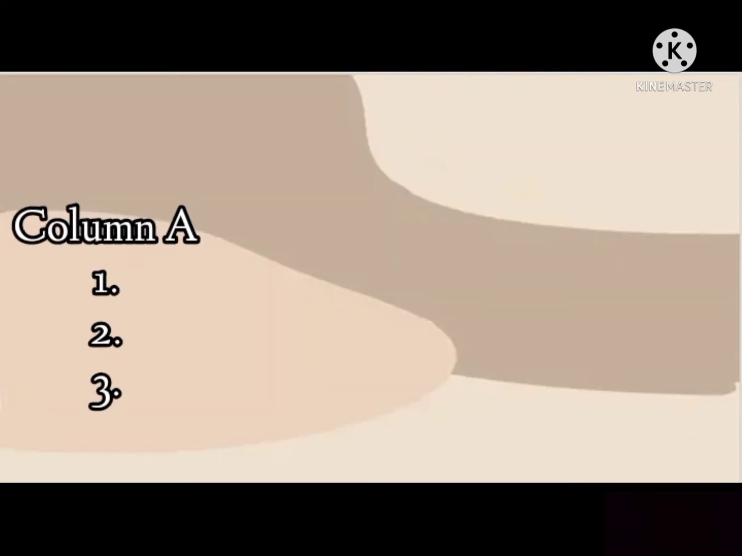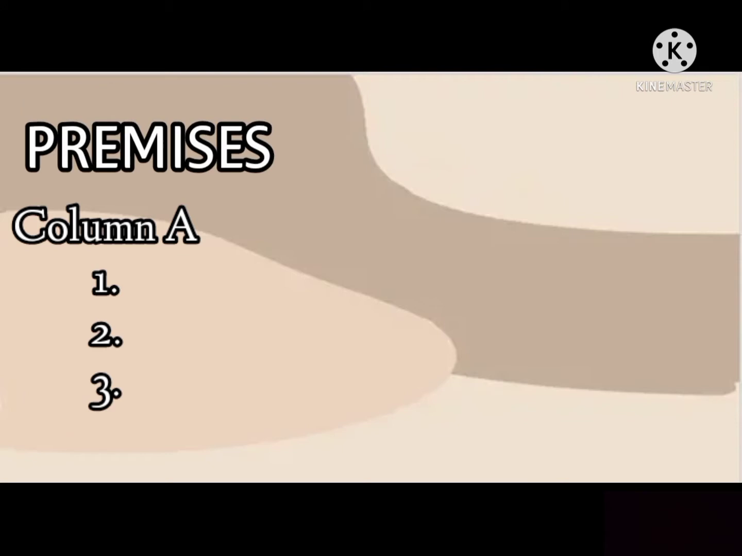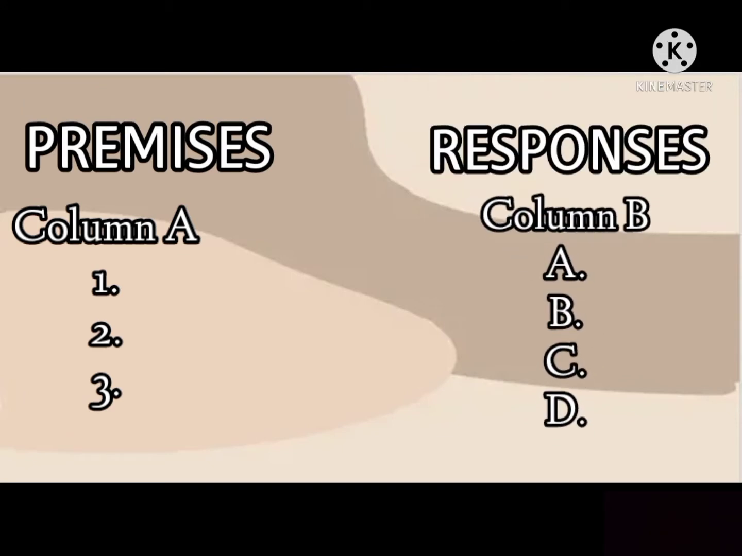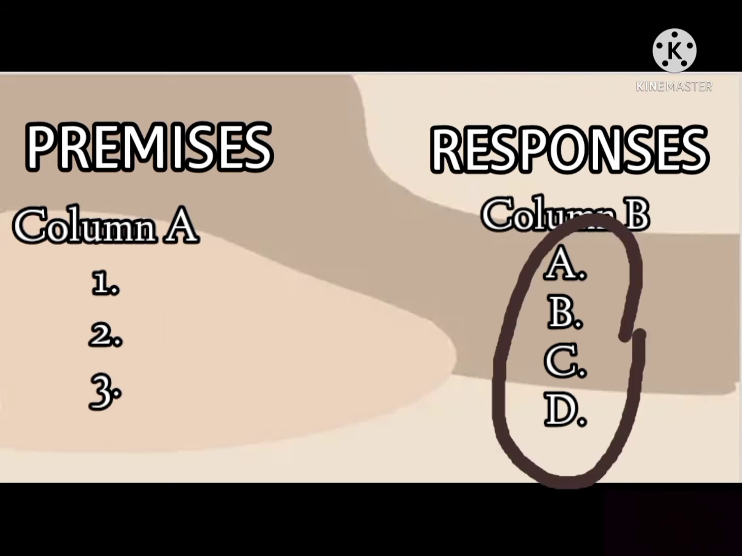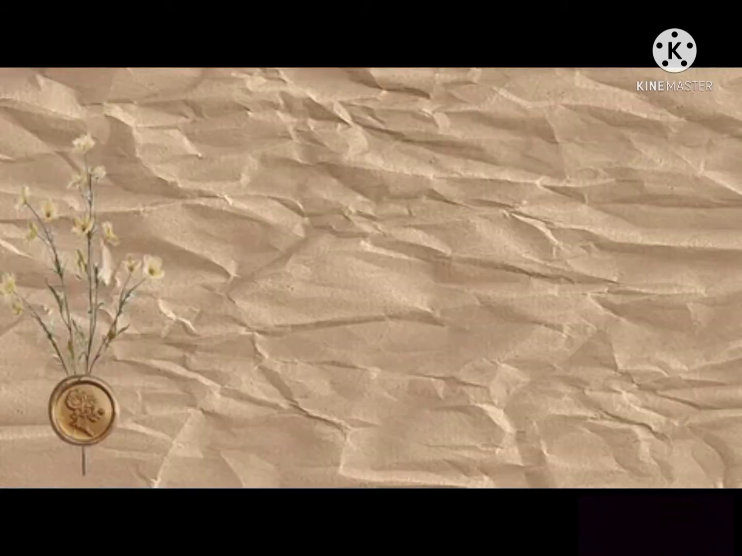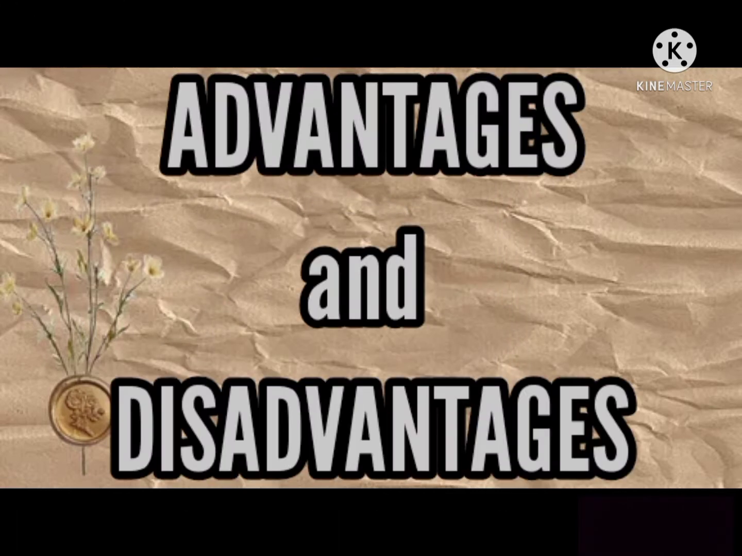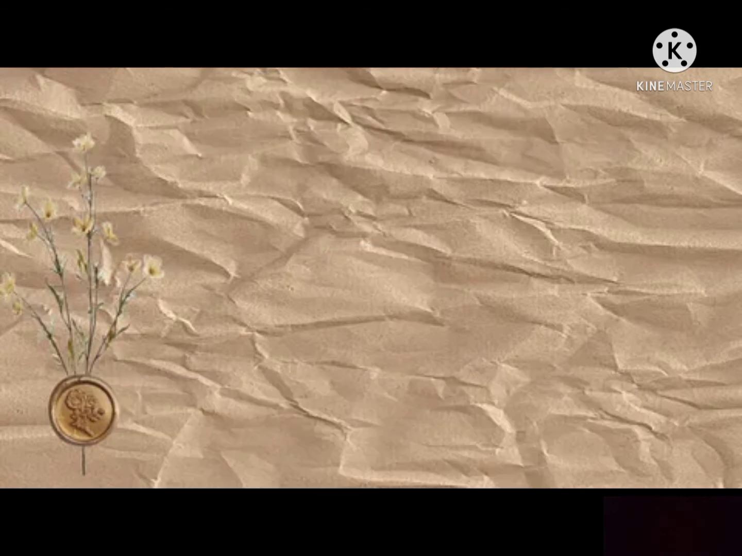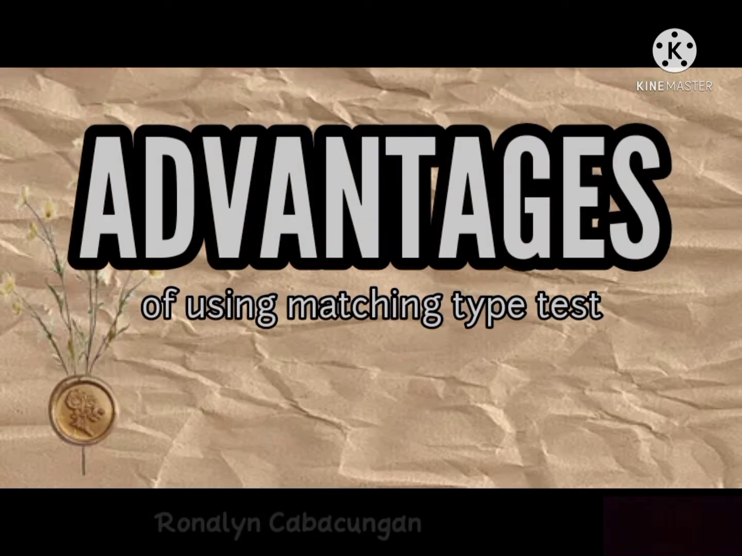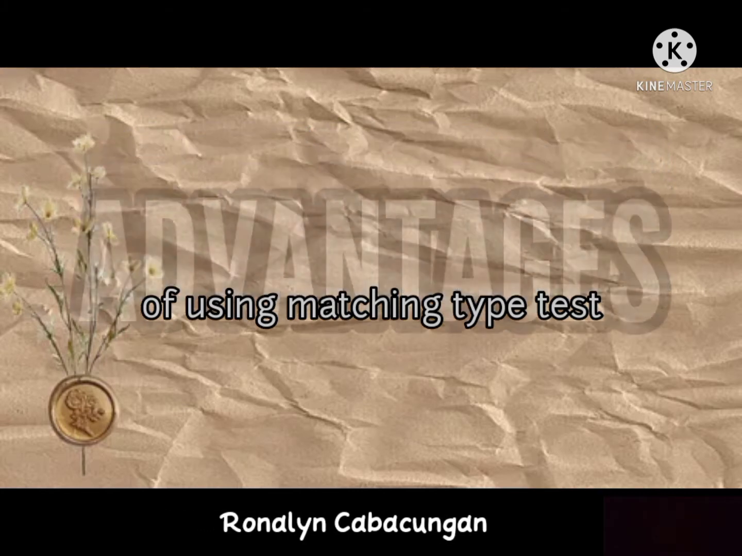The items in the first column are called premises, and the answers in the second column are the responses. By convention, the items in column A are numbered and the items in column B are labeled with capital letters. After the discussion of the meaning of the matching type test, we will proceed now to the advantages and disadvantages of the matching type test. For our next topic, which is the advantages of matching type questions, may I call on Ronalyn Cabacungan to discuss it.